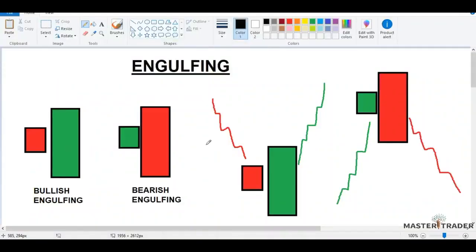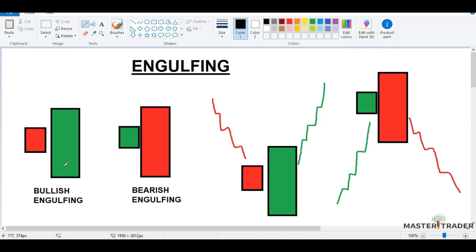All right, so coming on to our next candlestick pattern, which is known as the engulfing pattern. Now, what are engulfing candles? Well, as the name suggests, they're nothing but large body candles that are engulfing or encompassing the previous candles. So let's look at bullish engulfing as an example.